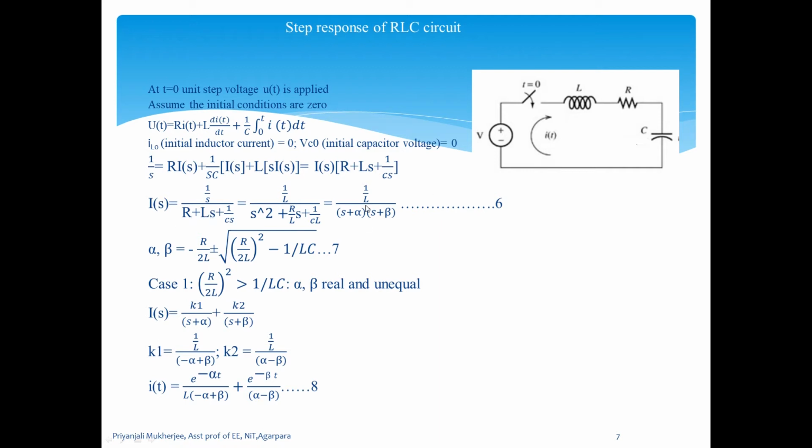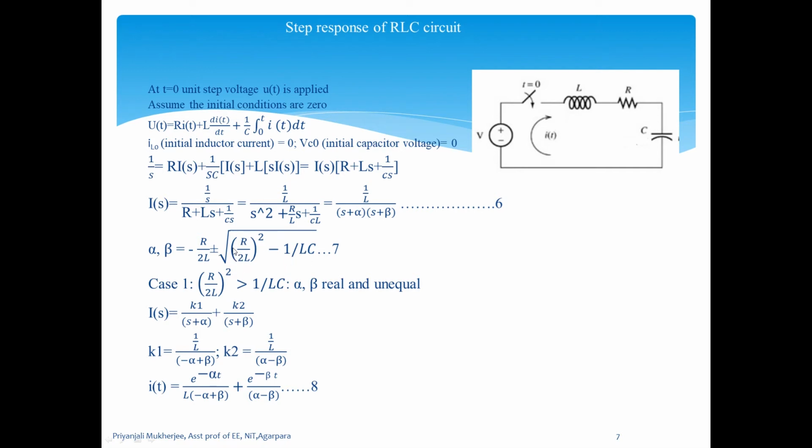From this equation, we can find I(s), which equals 1 by L divided by (s plus alpha) into (s plus beta), where alpha and beta are the two roots of this second order equation, s square plus R by L s plus 1 by LC. Applying the Sridhar Acharya formula, we can find the values of alpha and beta: alpha, beta equals minus R by 2L plus or minus the root of (R by 2L) whole square minus 1 by LC. So there will be three possible solutions of I(s), depending upon the value of (R by 2L) whole square minus 1 by LC.